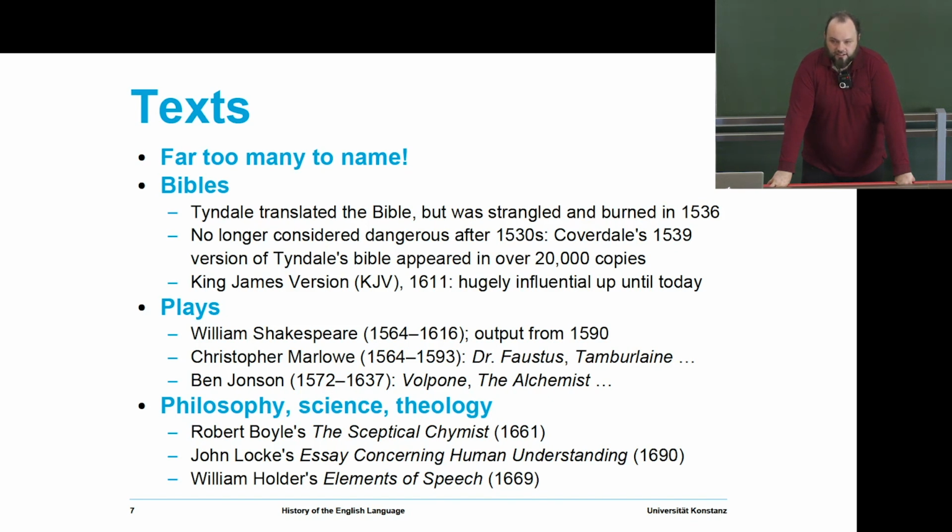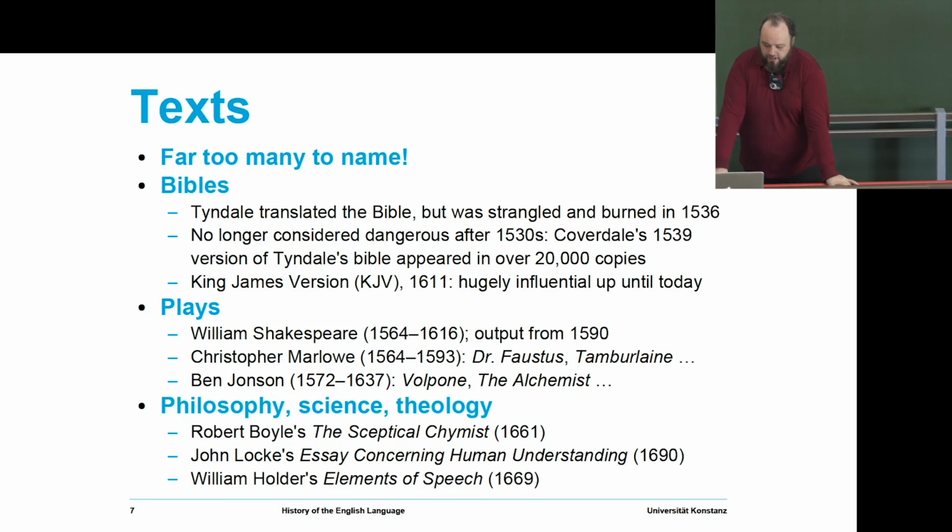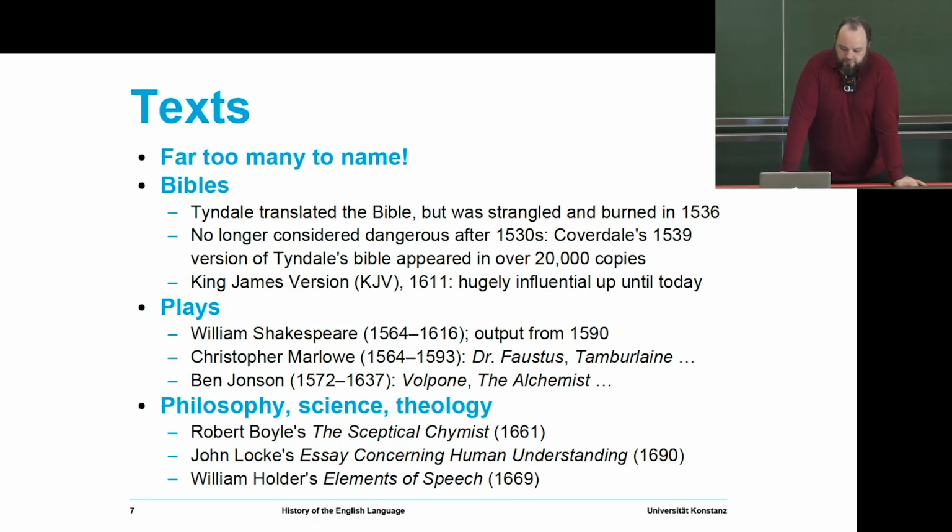So Tyndale, a very famous Bible translator, translates the Bible, but it does not end well for him. In 1536, they catch up with him. He is strangled and burned. Unfortunately for him, he was just a little bit ahead of his time, because 3 years later, in 1539, another version of the Bible came out, Coverdale's version, which was essentially based on Tyndale's, and we know that over 20,000 copies of this text were produced. So this was a widely produced, widespread English translation of the Bible.